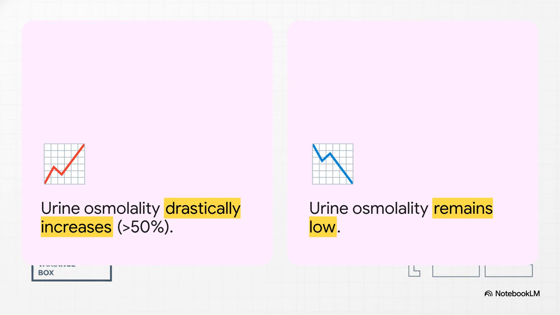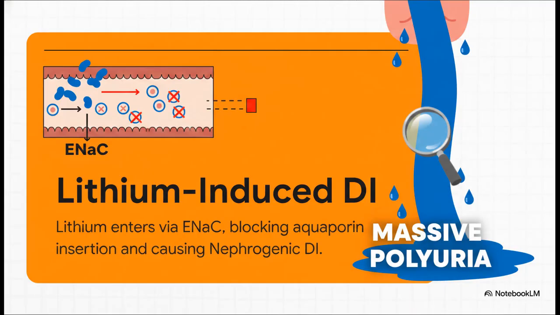Desmopressin is our synthetic ADH analog. If you administer it and the urine osmolality drastically increases by more than 50%, you've diagnosed central DI, meaning it's a pituitary failure to produce the hormone. If you administer it and the urine osmolality remains low, the kidneys are inherently resistant to the hormone, which diagnoses nephrogenic DI. Now let's look at the pharmacological exception, lithium-induced nephrogenic DI.